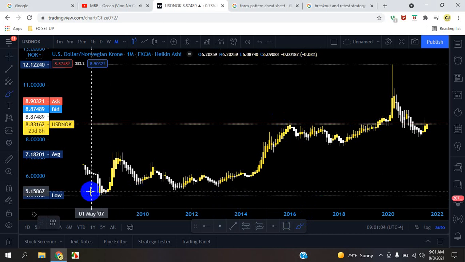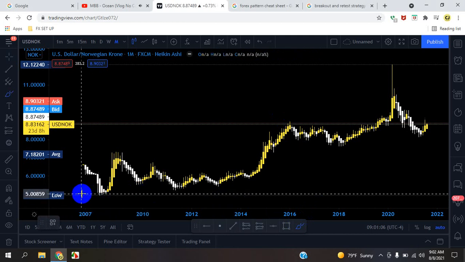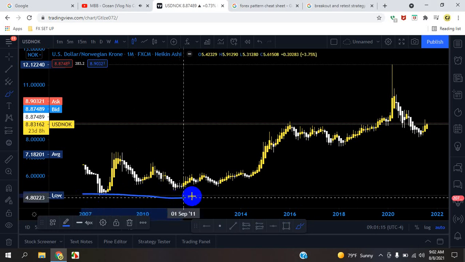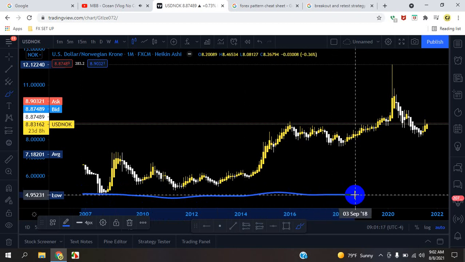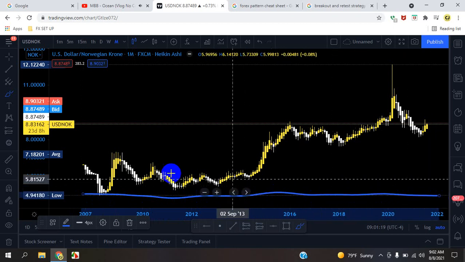All right, guys, let's take a look at what's going on in the market. The market started off with USD NOK back in 2006. So let's look for our levels of support and resistance.